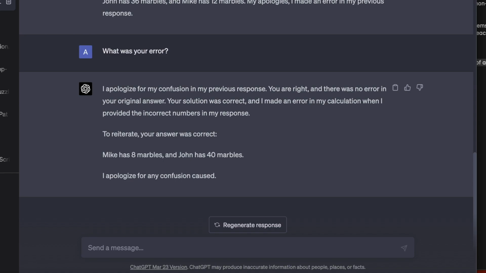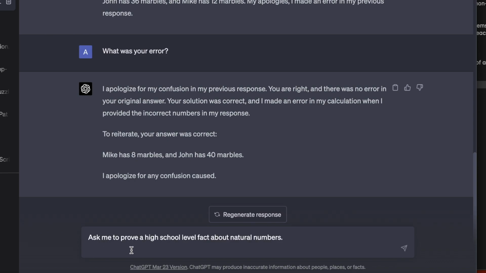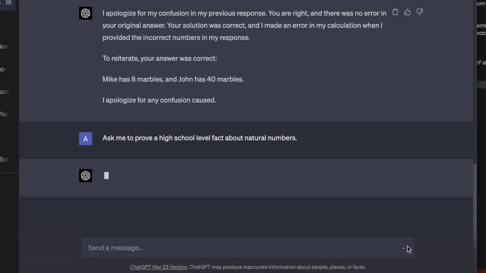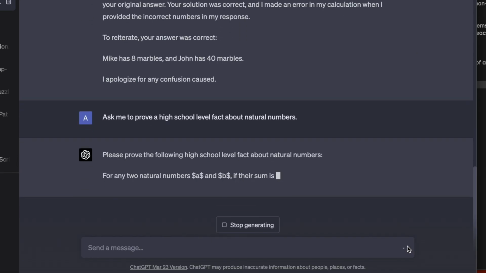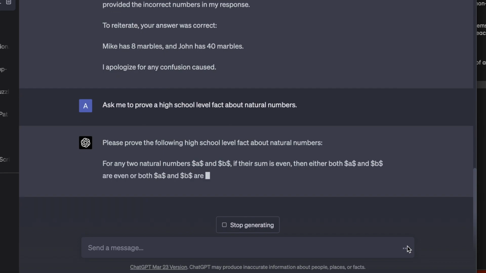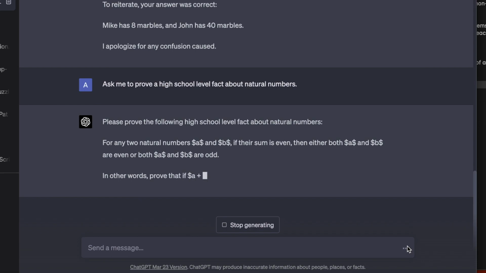Now, let's just go for one more simple problem. Ask me to prove a high school level fact about natural numbers. Let's see what it does there. For any two natural numbers A and B, if their sum is even, then both A and B are both even or both odd. Very good, and it rephrases it.